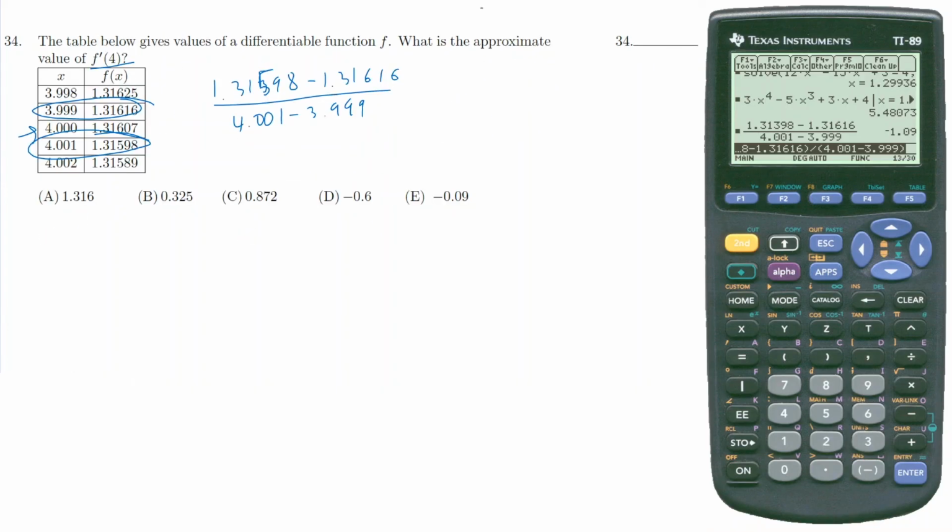So since we did the mistake, let's repeat. Let's rewrite. 1.31598 minus 1.31616 all divided by 4.001 minus 3.999. What about now? Boom! We got it. We got it. E.